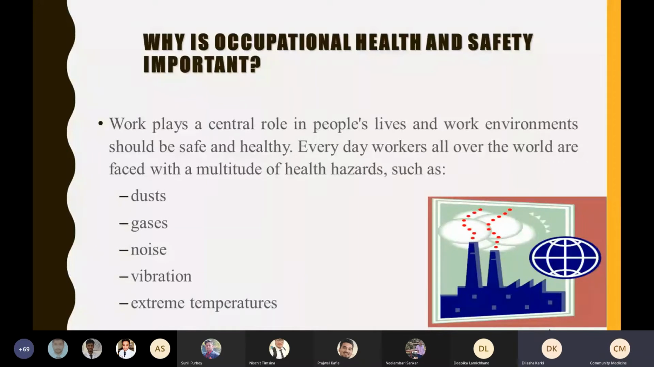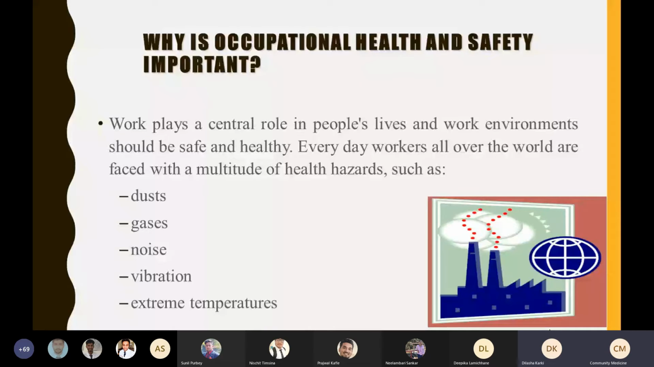So, why are occupational health and safety important? All those different factors are important as people definitely get exposed to different types of health hazards while working. Like, please unmute, okay, everyone, please unmute.